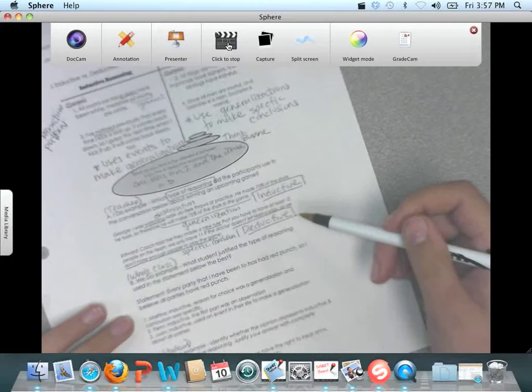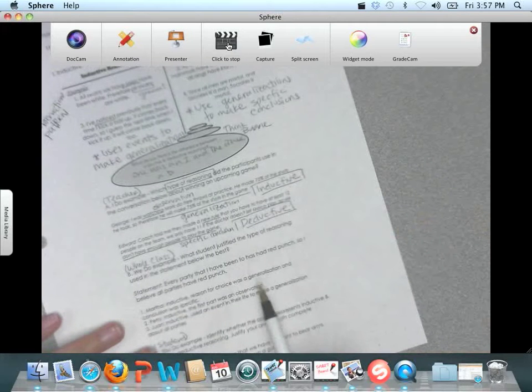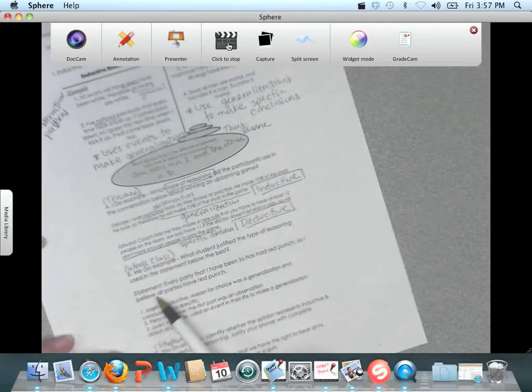Now, if you look at the "we do," we are looking for which person justified themselves, explained themselves the most specifically, about the statement above. So the statement says, every party that I have been to has had red punch. So I believe all parties will have red punch. Okay, now Martha thinks that's inductive.